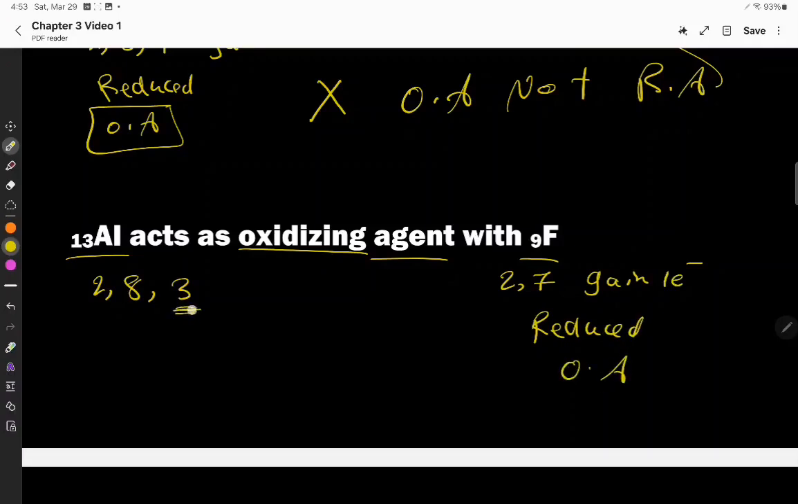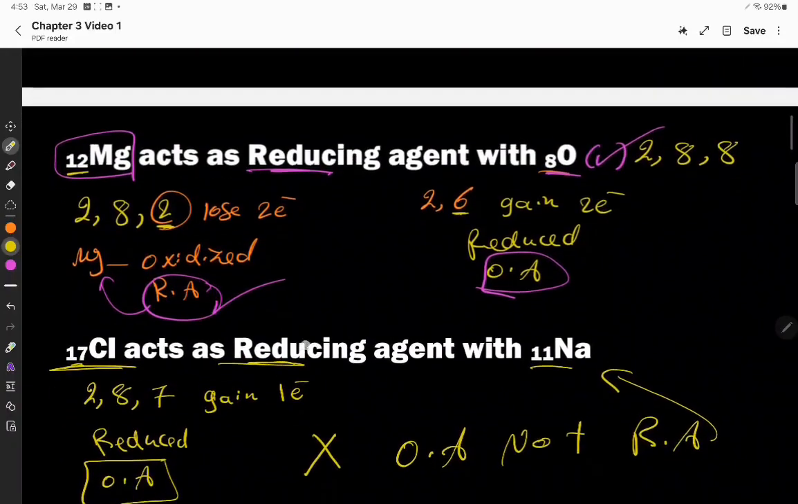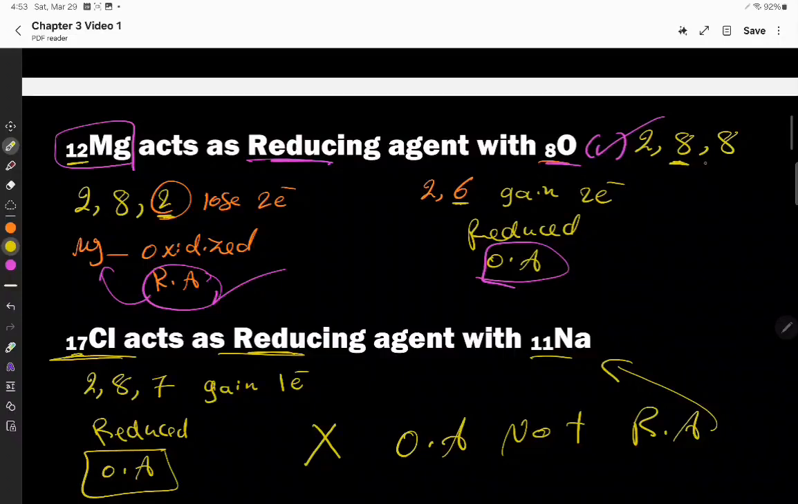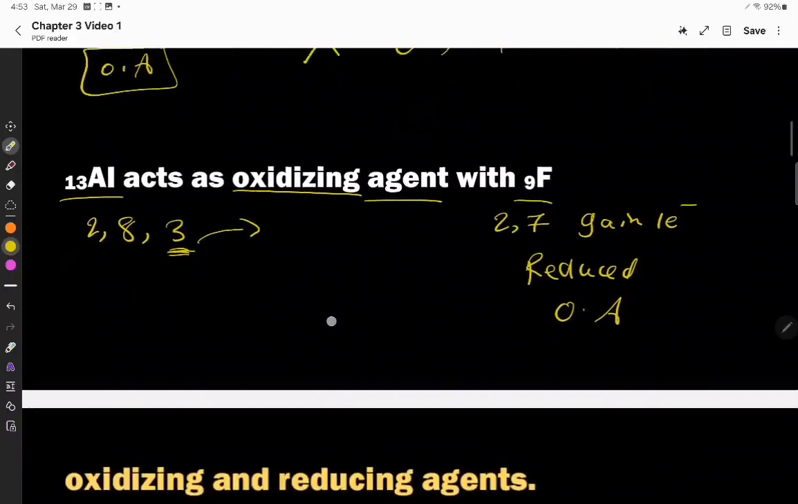Here, aluminium has 3 electrons. Which is easier, to lose 3 or to gain 5? Easier to lose 3 electrons. Now we should make these shells complete: 8, 8, 8. If you have 1 electron, it will lose it. 2 electrons, it will lose them. 3 electrons, it will lose them. If you have 5 electrons, it will gain 3. If you have 6 electrons, it will gain 2. If you have 7 electrons, it will gain 1 to become a full outermost shell.